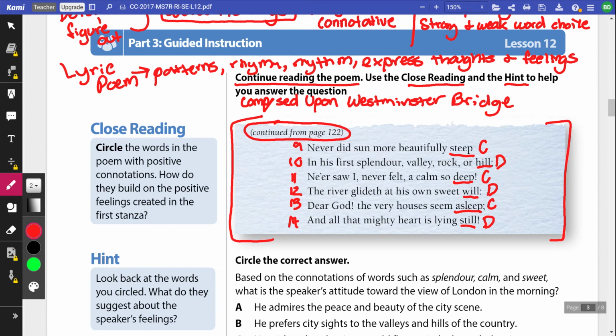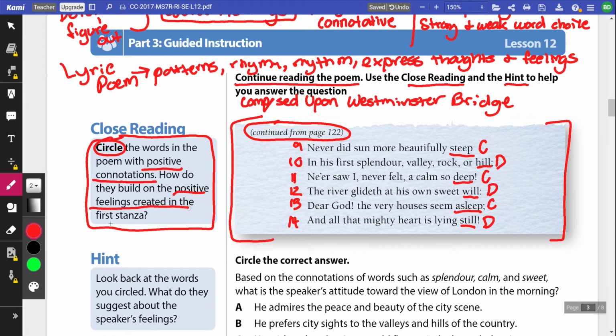Okay, so this wraps up Composed Upon Westminster Bridge. So now that we've read it through once, let's go ahead and do our close reading box. It's out to the side. Let's see what it says. It says that we have to circle the words in the poem that have positive connotation. And how do they build on the positive feelings created in the first stanza? And in case you didn't know, a stanza is a section of the poem. So we're going to have to go back and look at the first section of the poem.